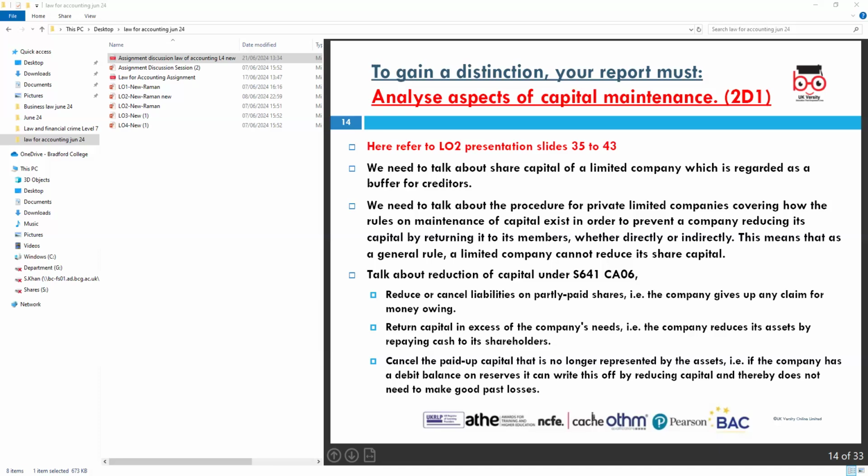So are you okay with that so far? Does everyone understand? So these are the pass ones that you have to do for part B.